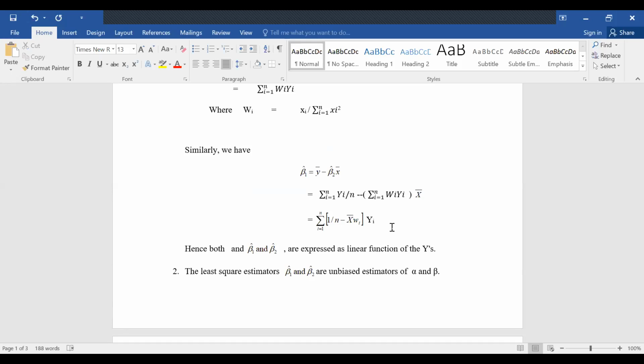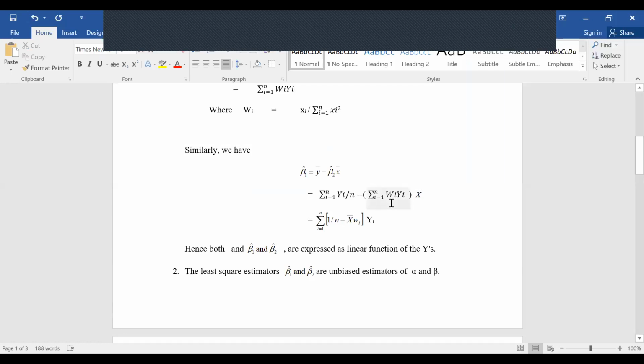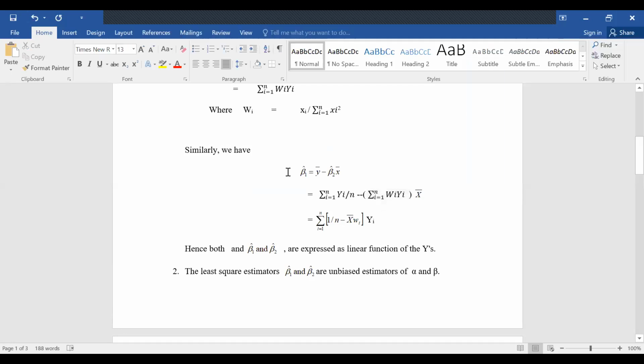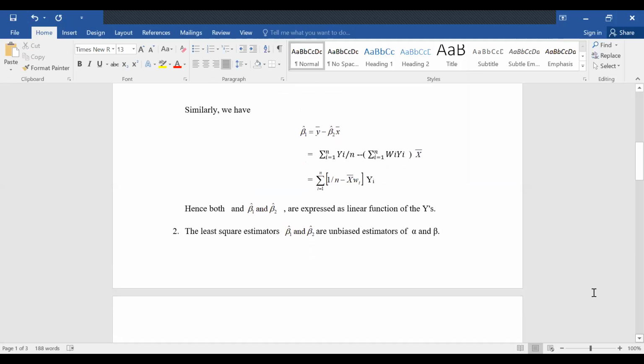Similarly, we have to prove the same property for the intercept, that is for beta 1 hat. Now beta 1 hat equals y bar minus beta 2 hat x bar, and I already sent you the proof: after minimizing the sum of squares of residuals and taking the partial derivative, we prove that beta 1 hat equals y bar minus beta 2 hat x bar. Note that this y bar is actually capital Y bar and this x bar is capital X bar. These are not in deviation form.